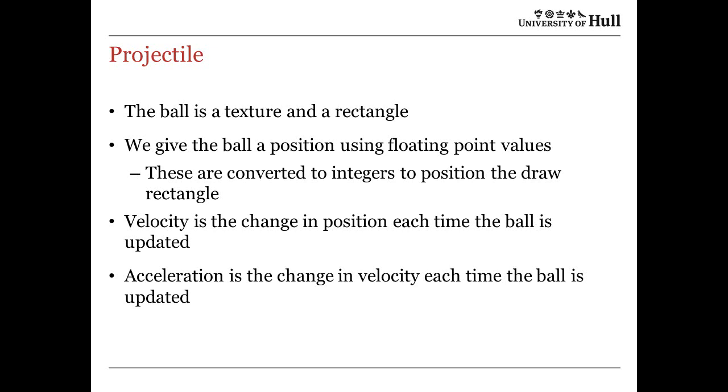The velocity is the change in position each time the ball is updated. So the ball will move across the screen following a trajectory. Each time the clock goes tick and we update the game, we'll move the position of the ball by the amount given by its velocity, and we'll also change the velocity by the acceleration, because the ball's going to have to go up and then come down again. So we have to have a way of putting a gravitational pull on it. That's how it works.